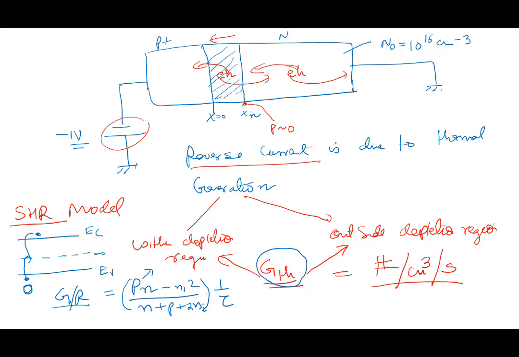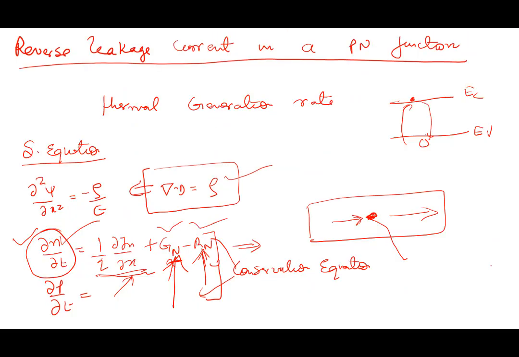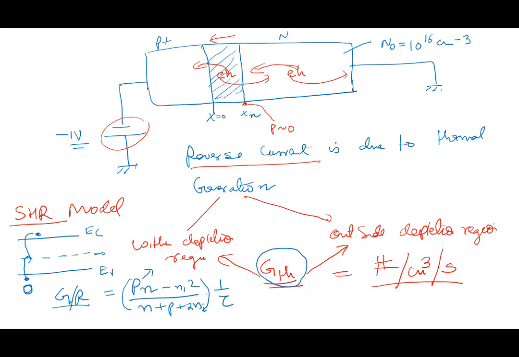Note that this is a net generation rate or a net recombination rate, either way. If I go back to the continuity equation, I'm taking a difference of the two, because this is the more important term here. If there's generation and recombination both occurring, then I have to look at the difference: what is the net generation rate, what is the net recombination rate? If this term is positive, then I have a net recombination rate. If this term is negative, then I have a net generation. It is all understood through this very simple equation: pn minus ni square over n plus p plus 2ni, over 1 over tau.